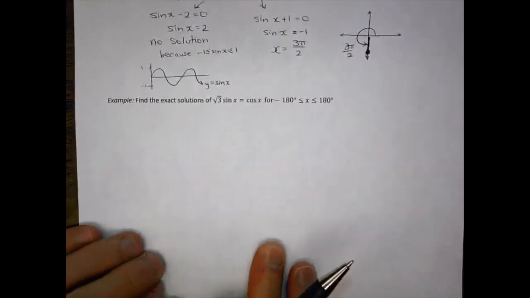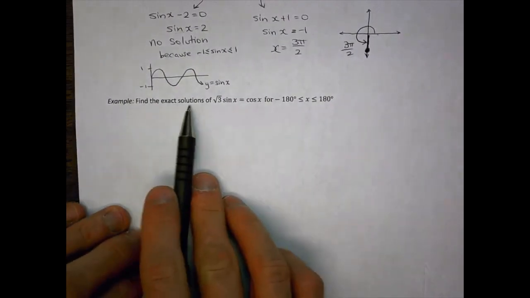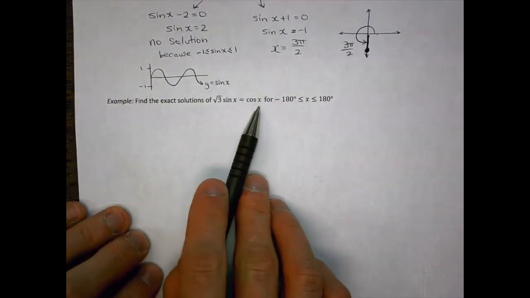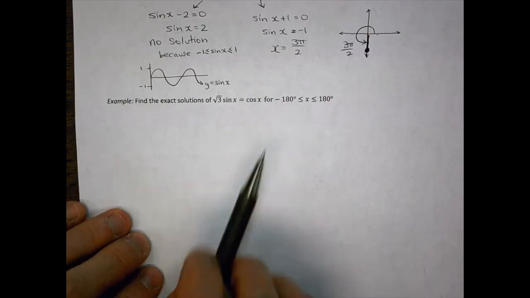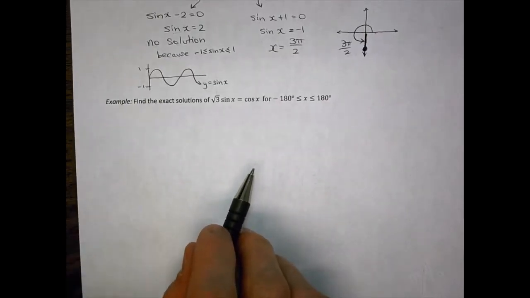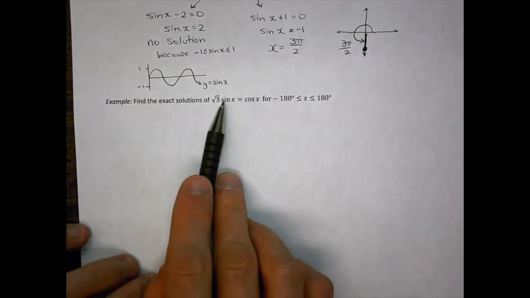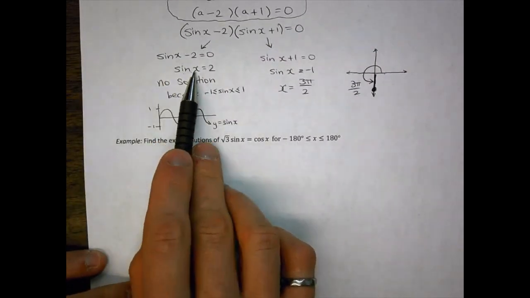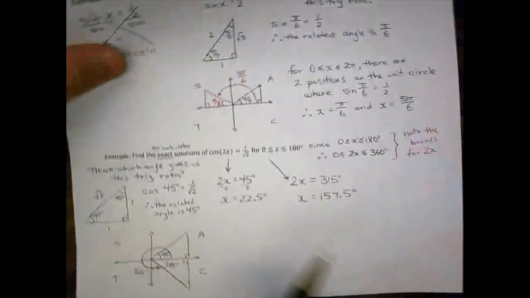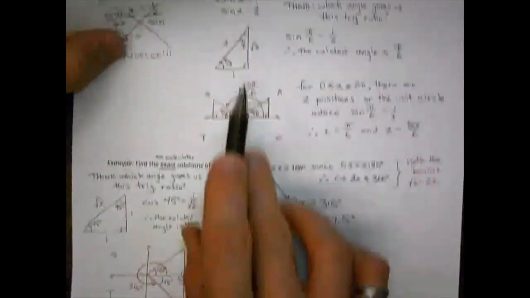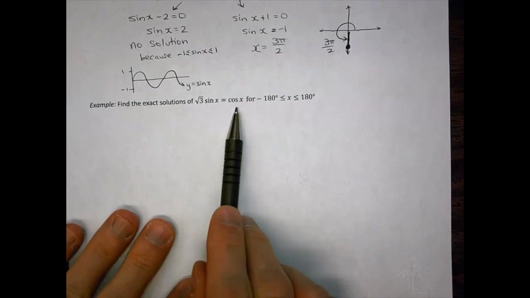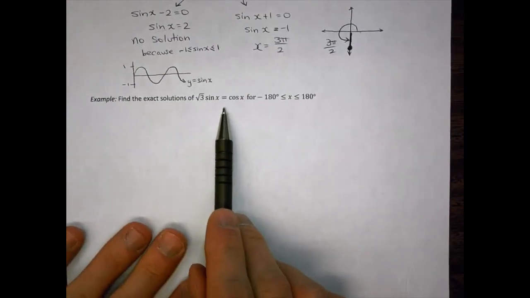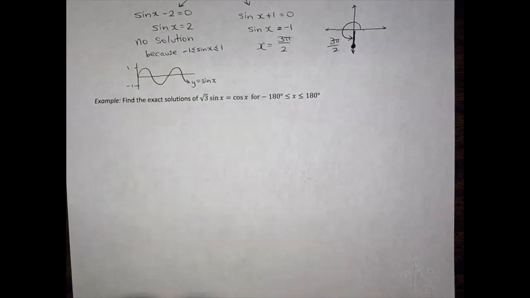Okay, let's look at one more question. Now they're getting really scary. Find the exact solutions of root 3 sine x equals cos x for x's between negative 180 and positive 180. Well, I've got a problem here because all of the other questions I eventually got to sine x equals something or cos x equals something. But the problem here is I have a sine and a cos. This stresses me out because I don't know how I'm going to eventually solve it using the unit circle.